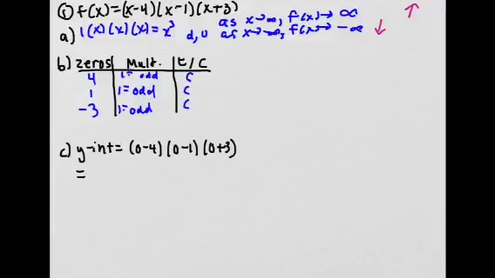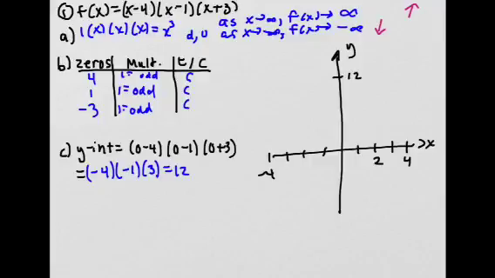Okay? For the y-intercept, I've already set it up where we make all the x's equal 0 and then simplify from there. So negative 4 times negative 1 times 3 gives me 12. Okay, so now we're going to sketch it by hand. If you look at the graph, I've made sure that the zeros from negative 3 to 4 fit, and then I've also labeled the 12 on the y-axis. It's not to scale, I just want to get a rough sketch of the shape.